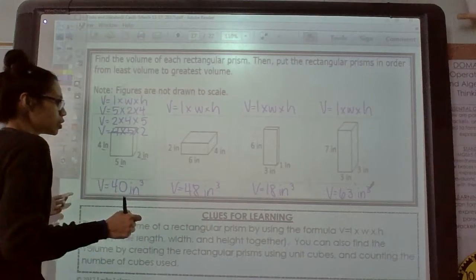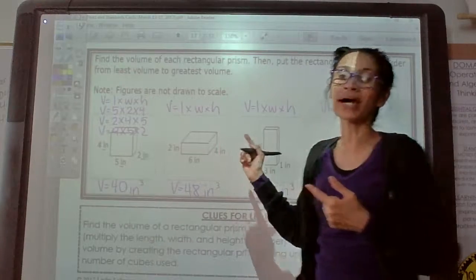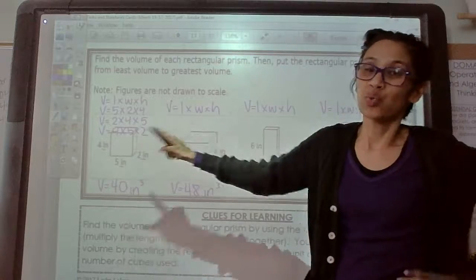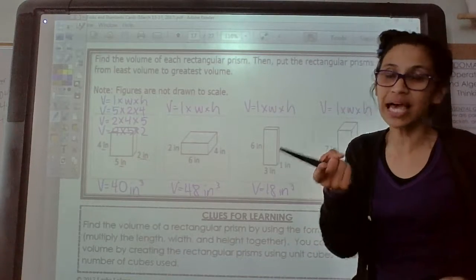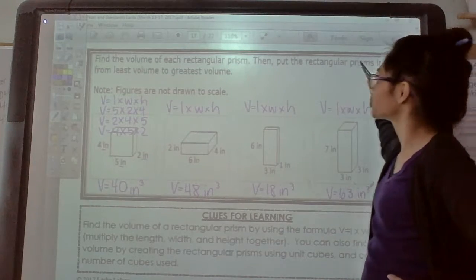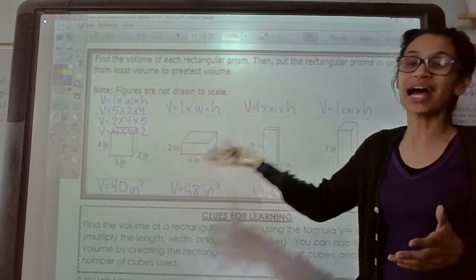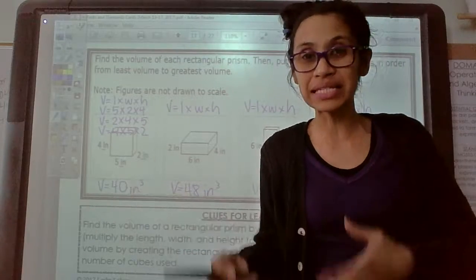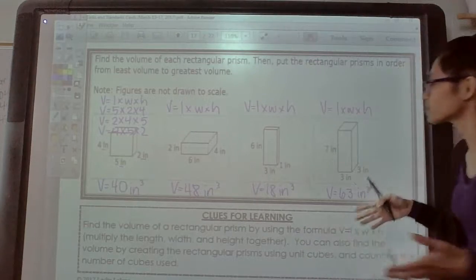We are done. Oh no, we have some more things we need to do. Go back and read the directions. Find the volume of each rectangular prism. We did that. Make sure you read directions, or you might miss a step or forget to do something. Then put the rectangular prisms in order from least volume to greatest volume. So now that we found the volume of each one, we need to put them in order from least, the smallest, to the largest. So which one here has the smallest volume?